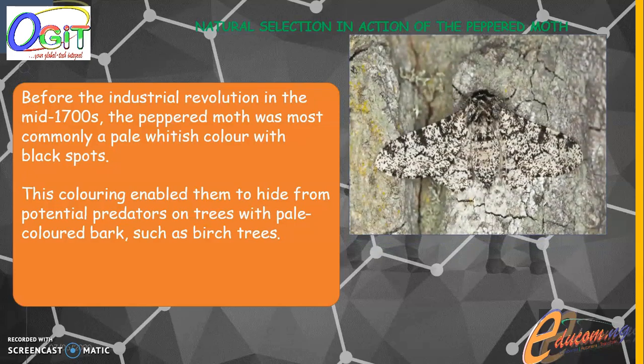As illustrated in the picture, the peppered moth shown in the picture consists of white and black spots, which is similar to the tree it's on. So it's going to be a little bit difficult for predators such as birds to eat them.